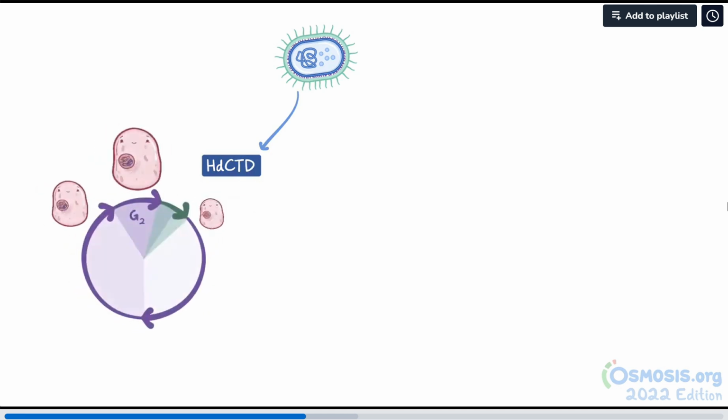Furthermore, Haemophilus ducreyi makes two toxins. One of them, called cytolethal distending toxin, or HDCTD, causes G2M cell cycle arrest, which means that it stops the cell cycle right when the cell is at its largest, in preparation for mitosis or cell division. So basically, the cell can't divide to restore to its normal size. Eventually, this causes cell death.